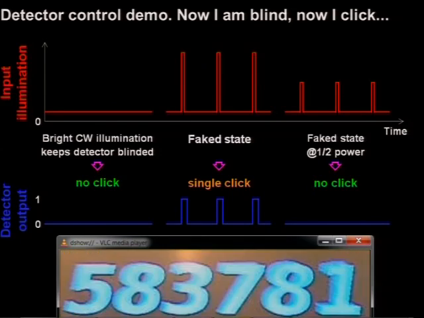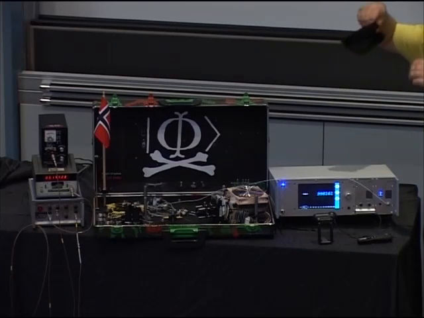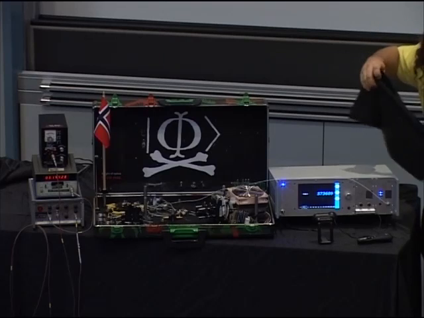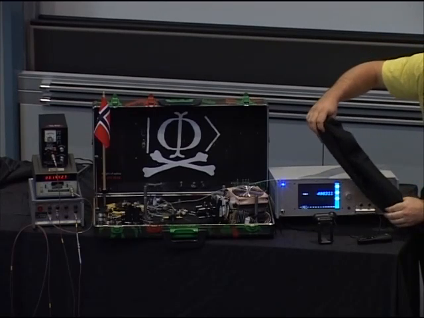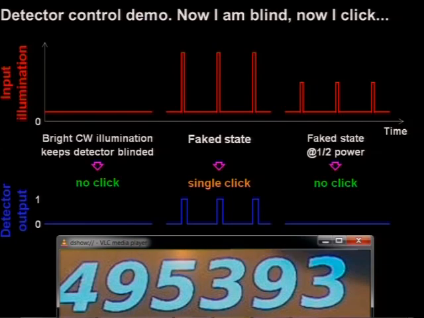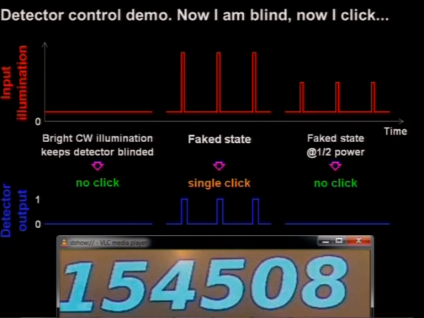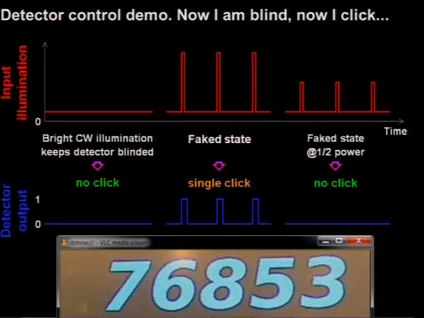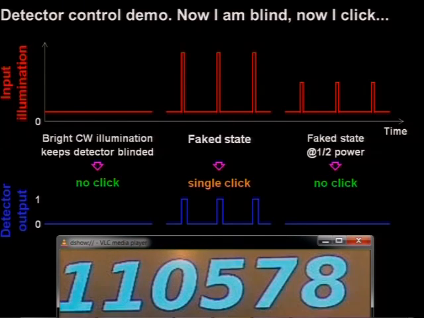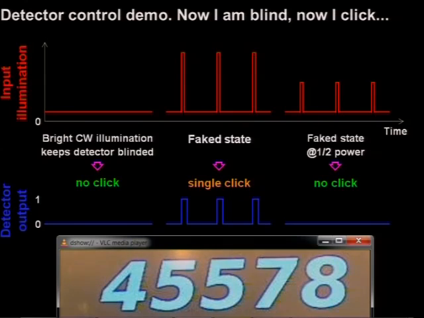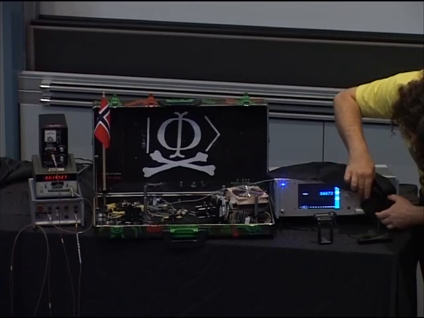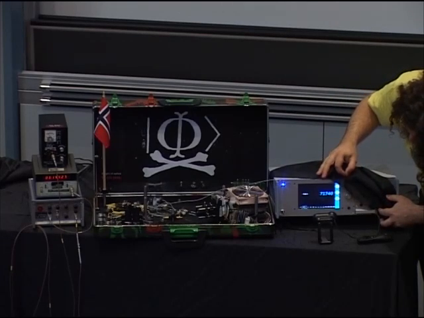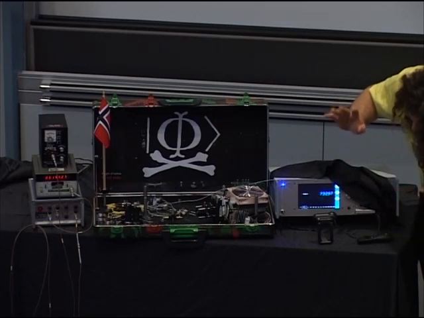I can try to reduce the amount of this light with a black cloth. If I try to cover the input, it will see fewer photons coming. Well, I can't quite reduce them. Okay, so this is closer to the dark count rate. Still quite many photons, but I have reduced the amount of ambient photons coming through almost 10 times.